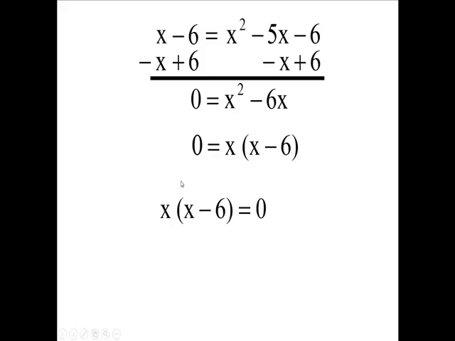Now, either x equals 0, or x minus 6 equals 0. If x minus 6 equals 0, we can add 6 to this side and to this side, and you're going to end up with 0 over here. You're going to have x equals 6. So here are my two answers for x. Copy that up here.